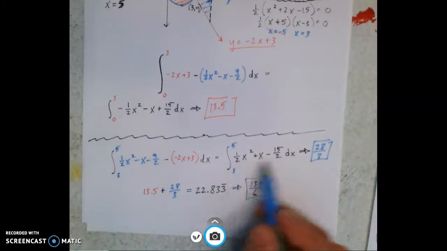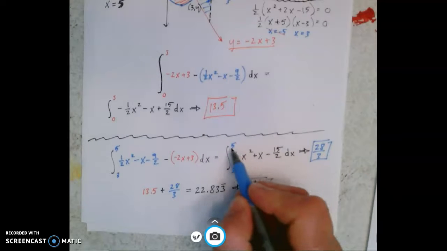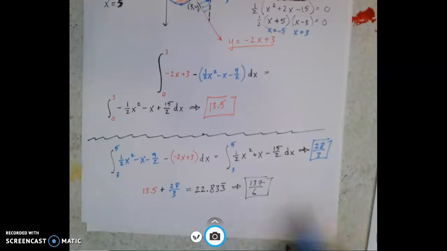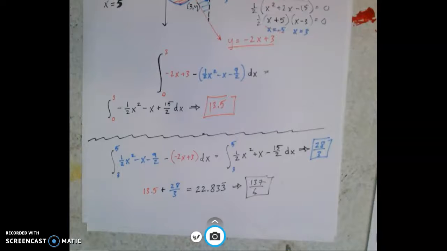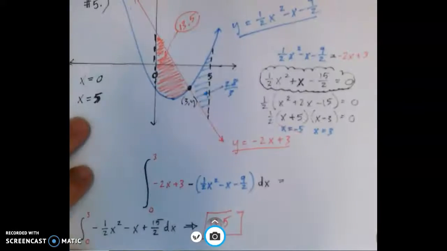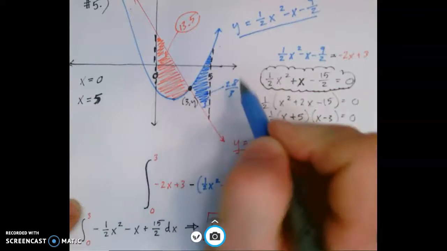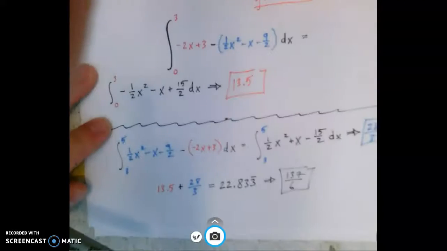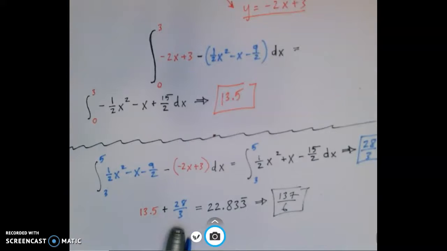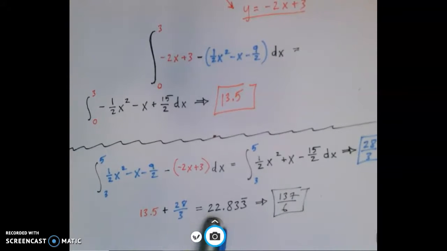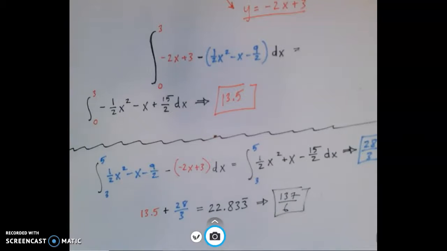Once again, at this stage, I want you to plug it into your calculator. You're evaluating it with a lower bound of 3 and an upper bound of 5, and you get 28 thirds. You can convert it to a repeating decimal if you'd like. But remember, that's this value right here. So we just found that region to be 28 thirds. Now, you just put it on a calculator: 13.5 plus 28 thirds. Do not use the repeating decimal at this point. This is going to give you 22.8333 repeating. Math frac gives you 137 divided by 6. And that's your process.